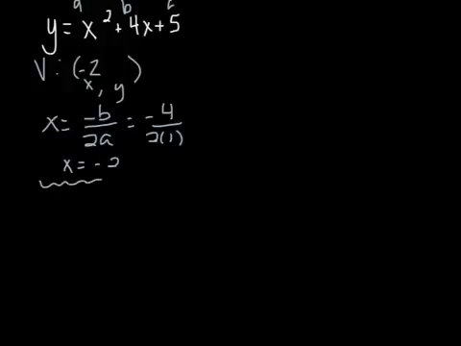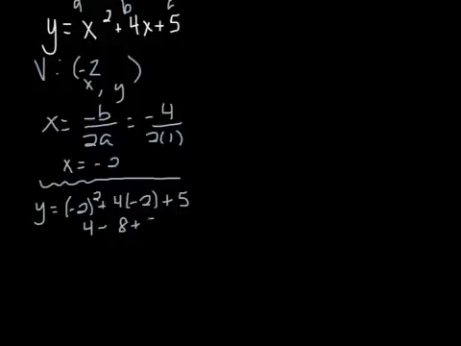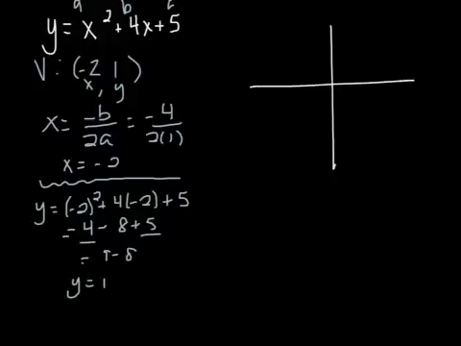To find the y value, all you're going to do is plug in that negative 2 for x. When I solve this, I get 4 minus 8 plus 5. So I would put those together and say 9 minus 8. So my y value equals 1. So there's my vertex. And as I do this, I'm going to sketch what I know. I know that at (negative 2, 1) is my vertex.